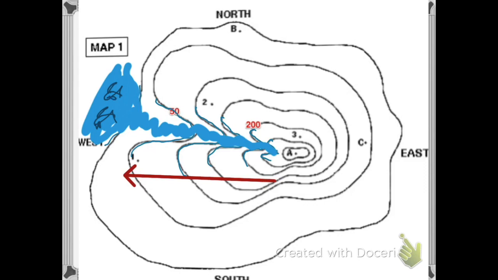All right, so remember, water starts at the peak of the V and flows towards the opening because it's flowing downhill.